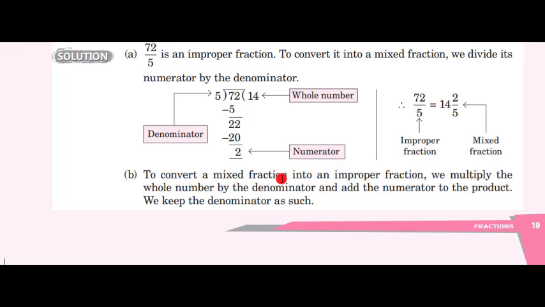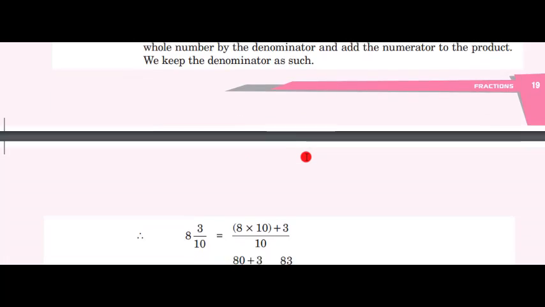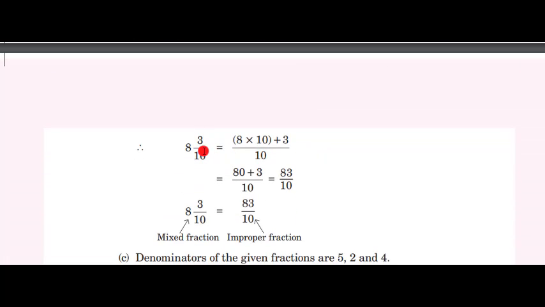Now to convert the mixed fraction into the improper fraction, what we have to do is multiply the whole number by the denominator. That is, 14 into 5 will be done first, and then we'll add plus 2 to the result, divided by 5. Now you can see here they have given an example, 8 3 by 10. So what they have done: 8 into 10 plus 3 upon 10, which comes out to be 83 by 10. So this is a mixed fraction and this is an improper fraction.